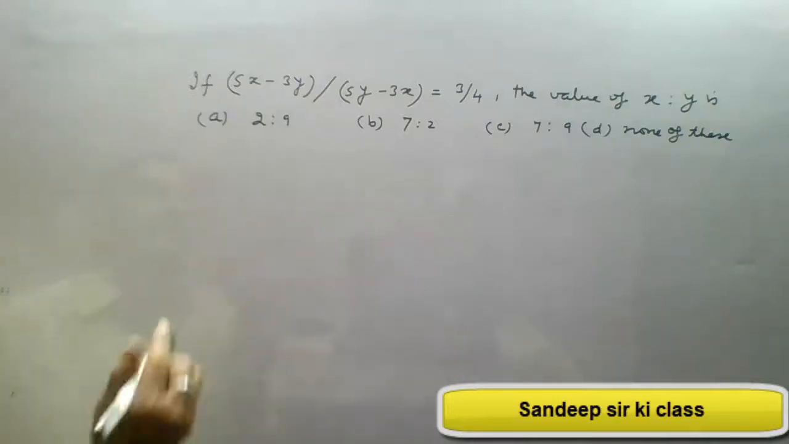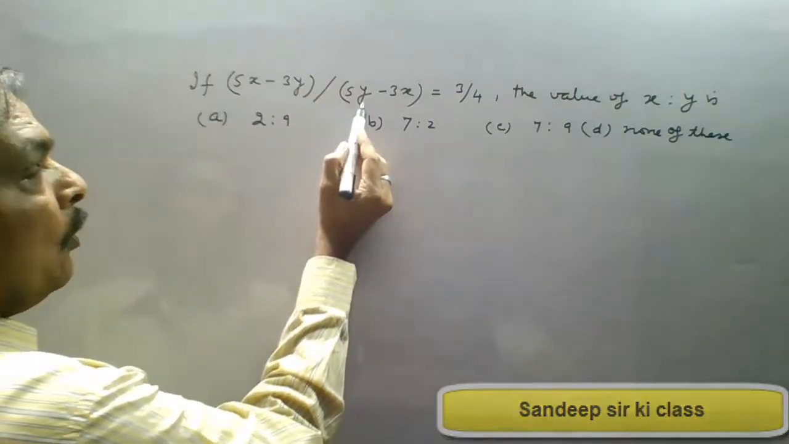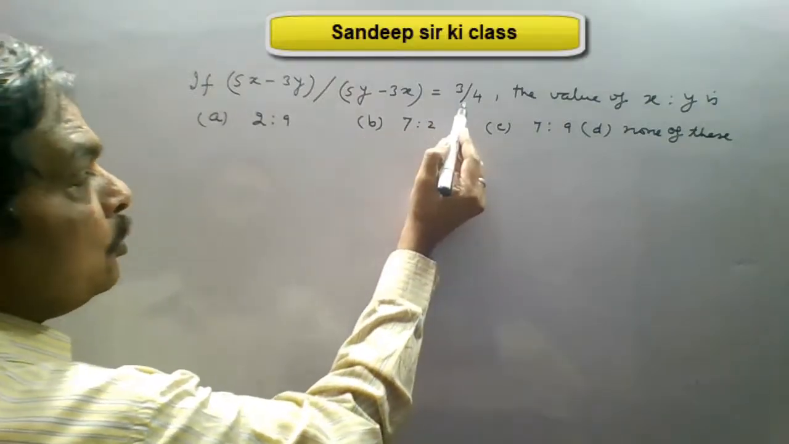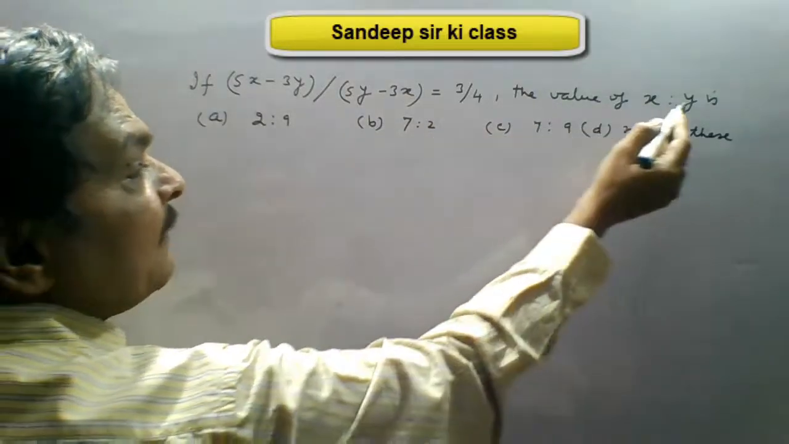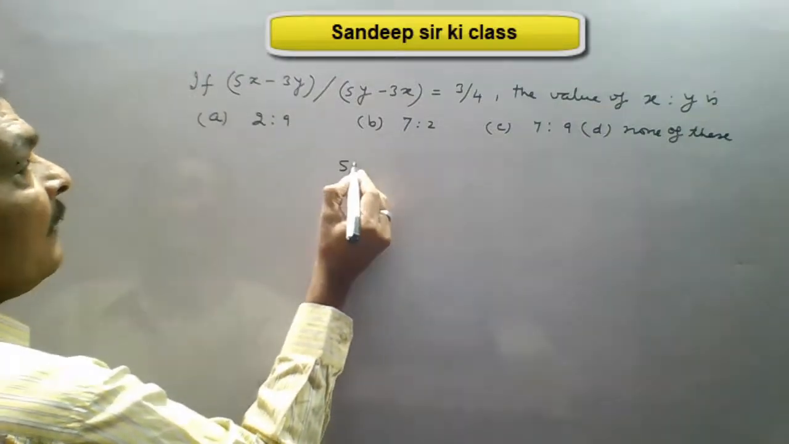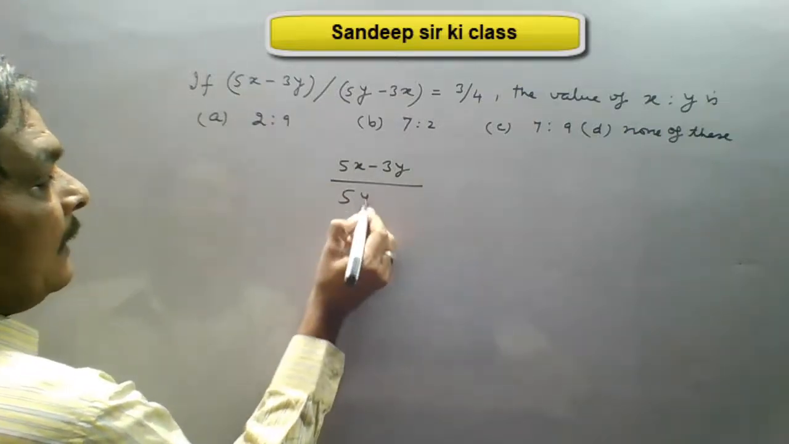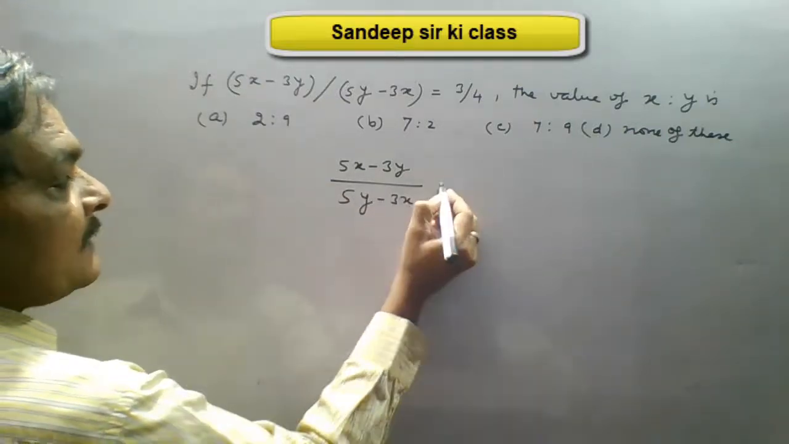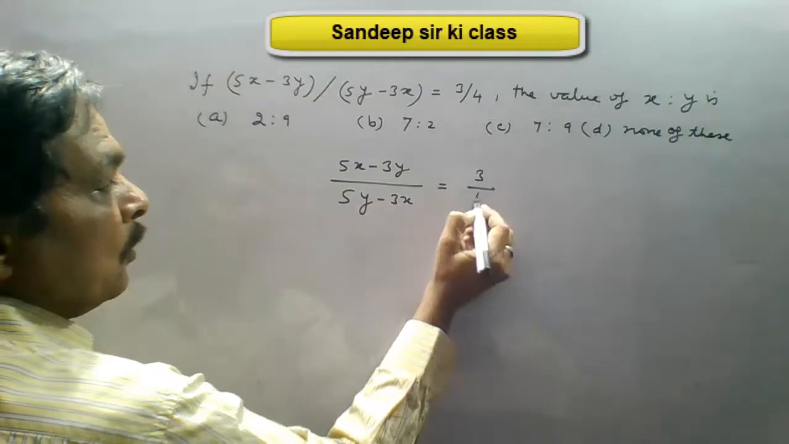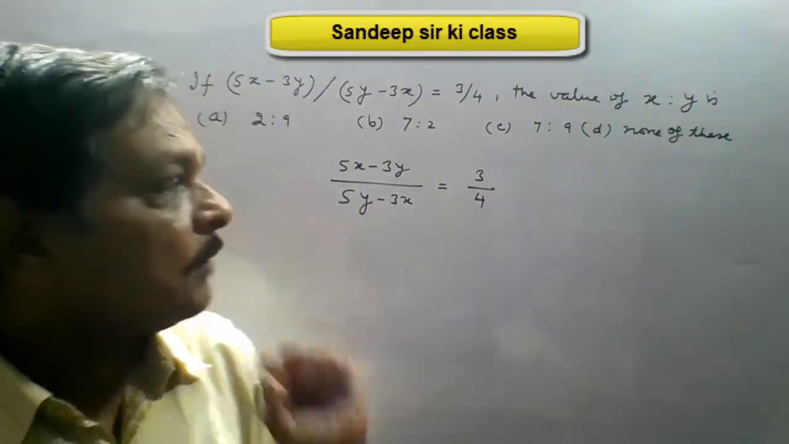Now, the next question is, if 5x minus 3y upon 5y minus 3x is equal to 3 upon 4, find the value of x upon y. Now, we have been given here 5x minus 3y upon 5y minus 3x is equal to 3 upon 4. And we are to find x ratio y, that is x upon y.